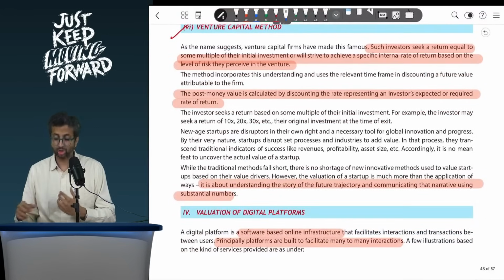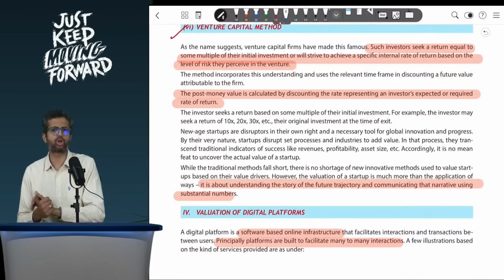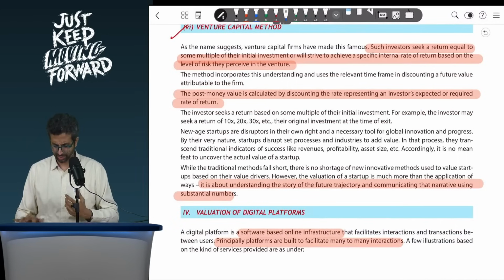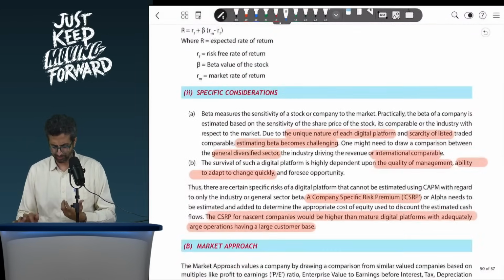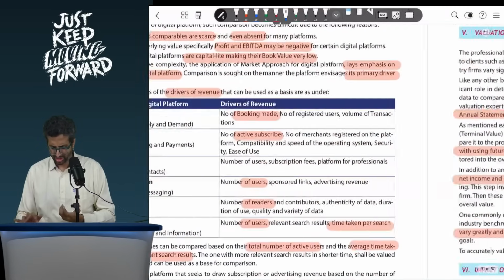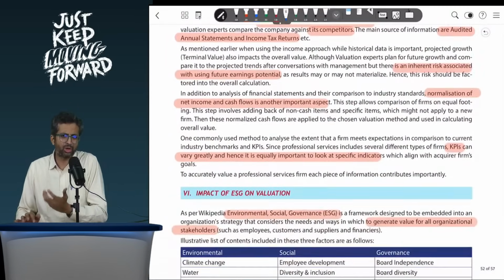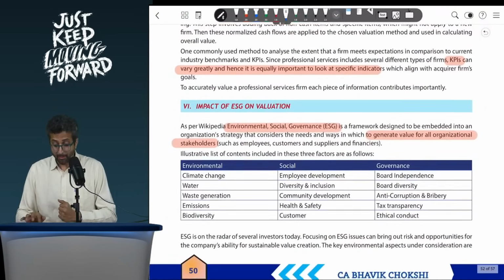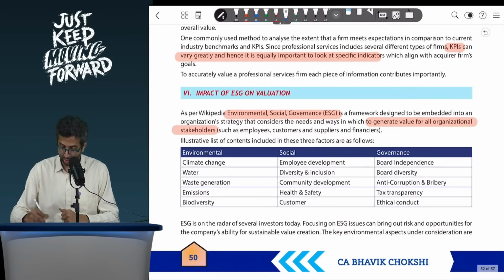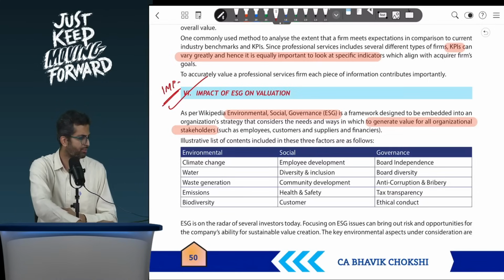Next, you go to the valuation of digital platforms, then valuation of, let us say, professional firms. Not very important. There is quite a bit of theory. We'll discuss that. But there is impact of ESG on valuation. I would put this as important. I've kept a separate sum for this, 2 sums for this as well. So this is something which is important from an exam perspective.